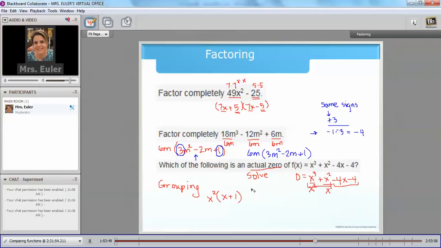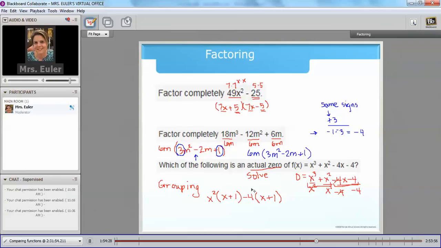I'm going to do the same thing with the second group now. If I look at the negative 4x minus 4, what do they have in common? Well, they both have the negative 4 that I can pull out. So I'm going to pull out a negative 4. And again, we're going to divide both terms by negative 4. And what happens? Well, in the first one, I'm just left with x. In the second one, negative 4 divided by negative 4 is a positive 1. So I factored the second group by pulling out that GCF.